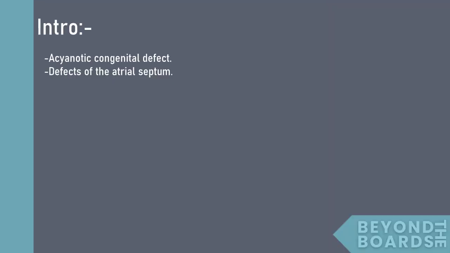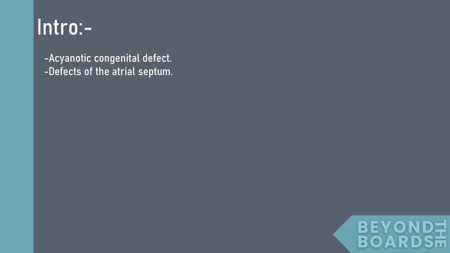So an atrial septal defect is considered to be one of the acyanotic congenital heart defects. Acyanotic means that the baby does not develop cyanosis at birth, but may or may not do so later on in life. Contrast this to cyanotic congenital heart defects, in which the baby does develop cyanosis at birth. An atrial septal defect, as the name implies, is a hole or a defect within the atrial septum, which is the septum that divides the right atrium and the left atrium from one another.